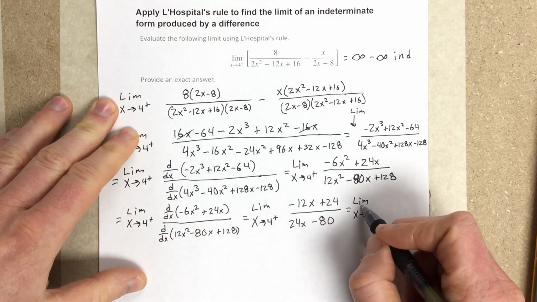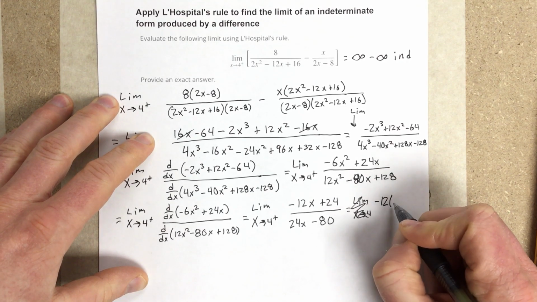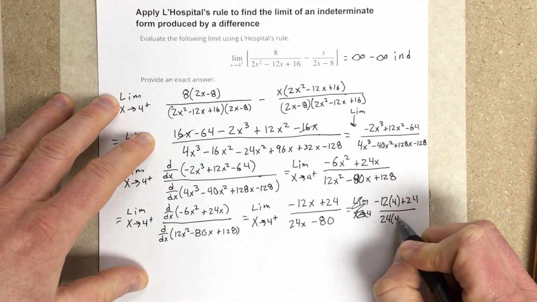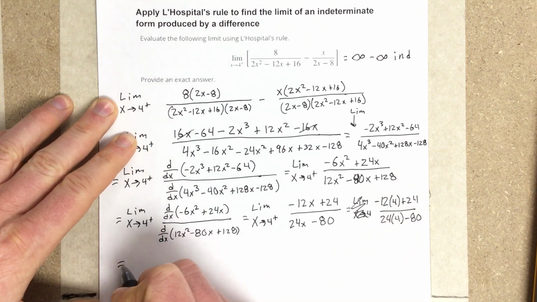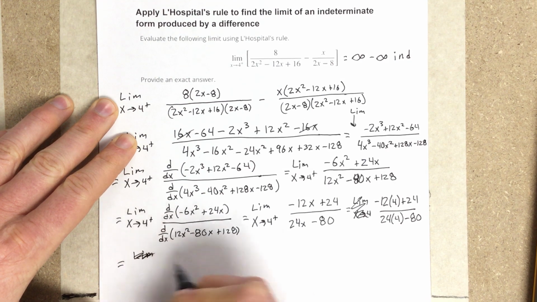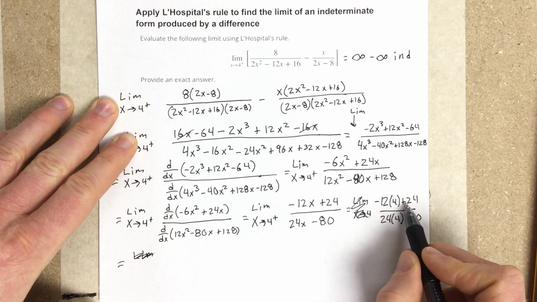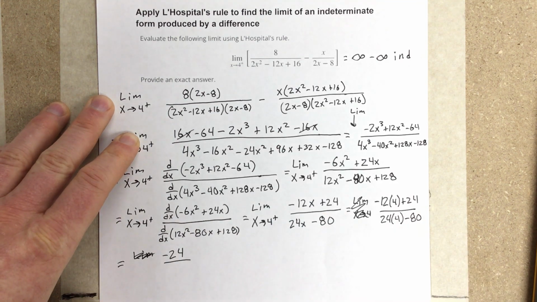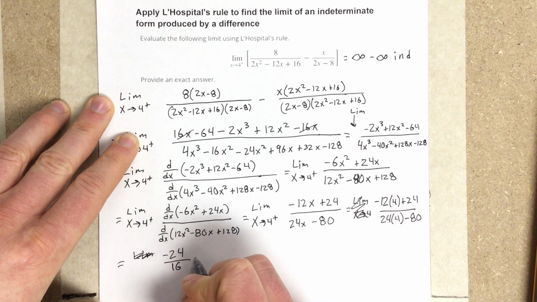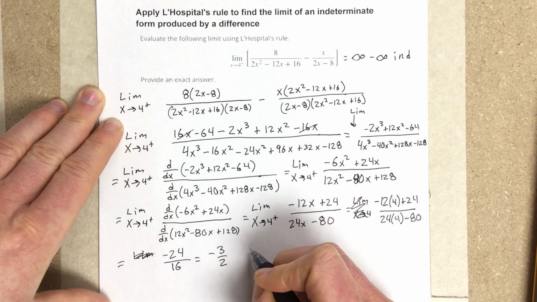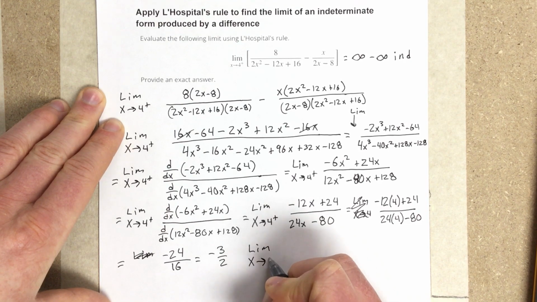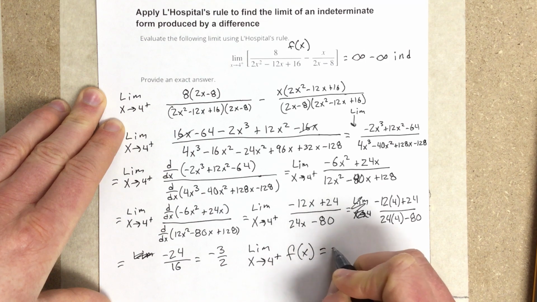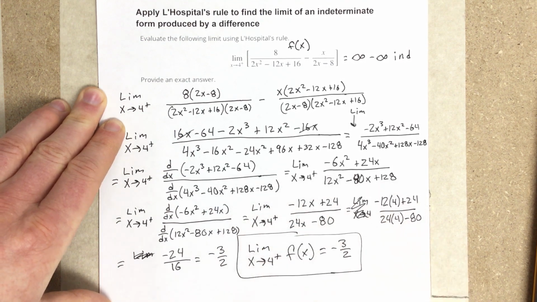I plug in the 4, so we're going to plug this 4 in, and we end up with negative 12 times 4 plus 24 over 24 times 4 minus 80. That gives you negative 3 over 2. So negative 48 plus 24, that's negative 24, over 24 times 4 is 96. So 96 minus 80 is 16. That reduces to negative 3/2. So we can say that the limit as x approaches 4 from the right of our original function f of x is equal to negative 3/2. That's an application of L'Hopital's rule.